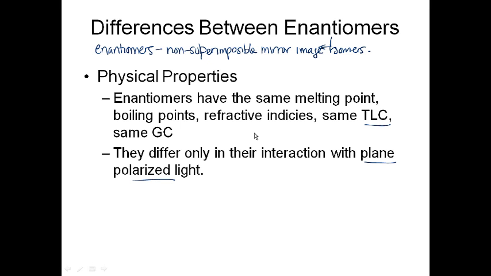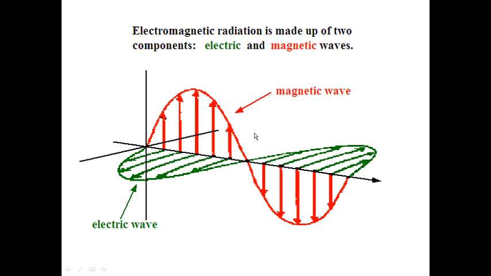Well, we need to talk about physics for a minute. First of all, electromagnetic radiation is what we typically call light. And it's called electromagnetic radiation because it's made up of electric and magnetic waves. They are orthogonal, or perpendicular, to each other. So a beam of light has both a magnetic wave component and an electric wave component.